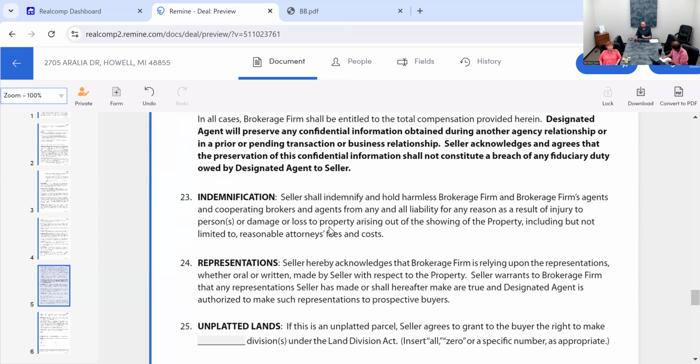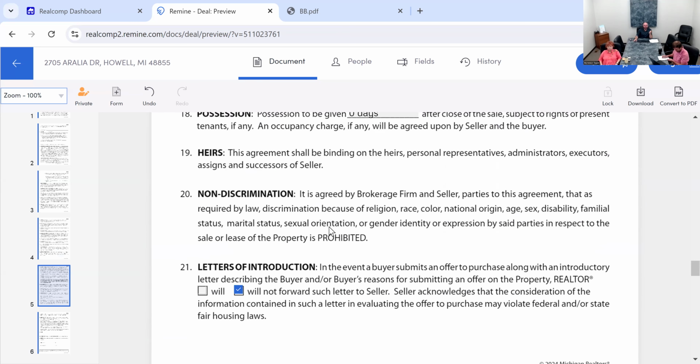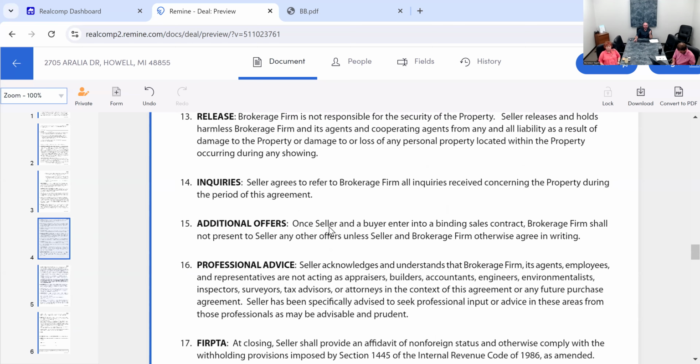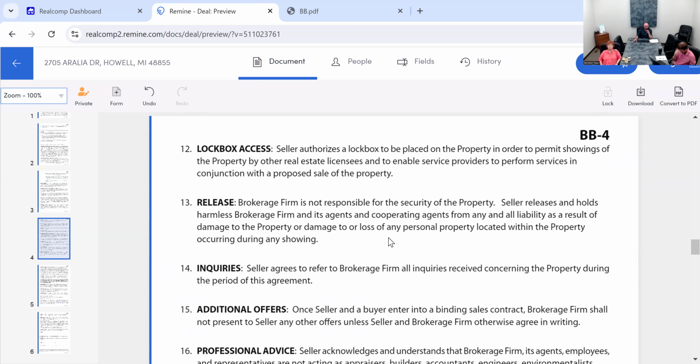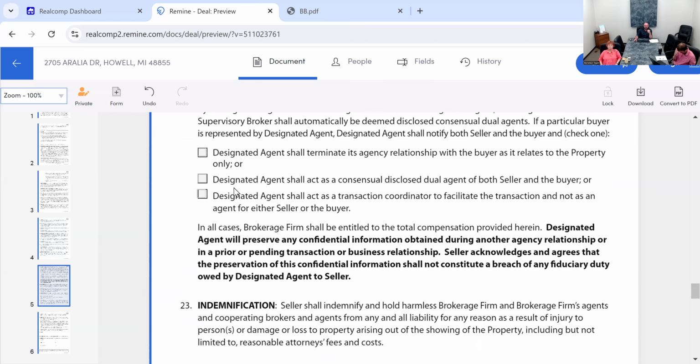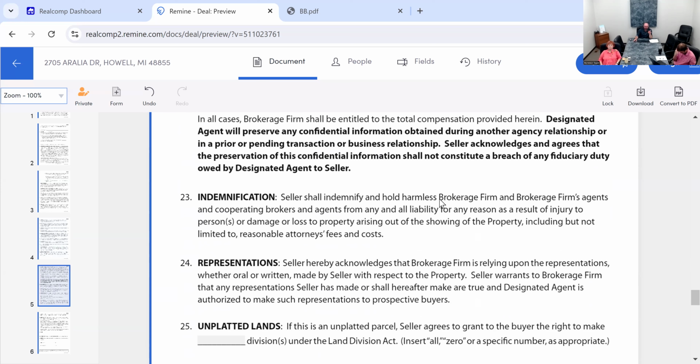All right. Indemnification. Seller shall indemnify and hold harmless brokerage from any and all liability for any reason as a result of injury. Wait, did we already do that? No, this is like if somebody falls on the property. The other one was the criminality, somebody breaks into their house. This one's different. Release liability as a result of damage to the property or personal property. So damaging the property or theft, you're released, but damaging people, getting hurt, you're held harmless.